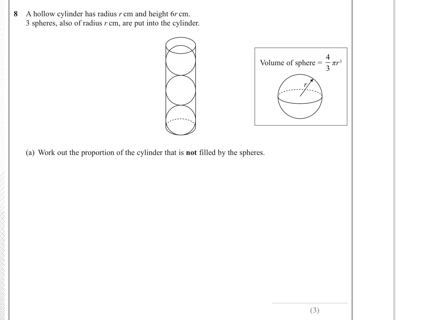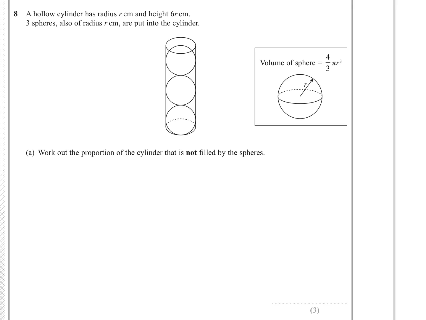Question 8. A hollow cylinder has radius r centimetres and height 6r centimetres. 3 spheres, also of radius r centimetres, are put into the cylinder as shown in the diagram. We've got to work out the proportion of the cylinder that is not filled by the spheres.